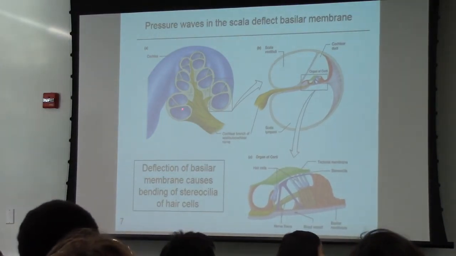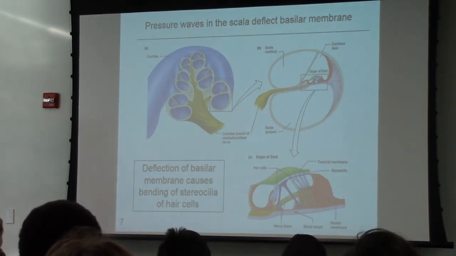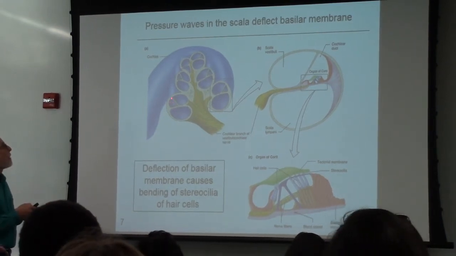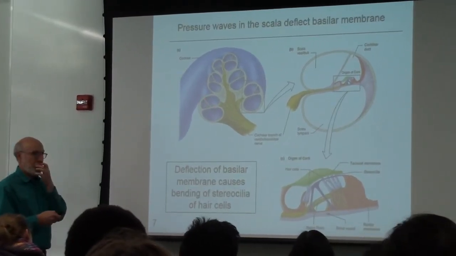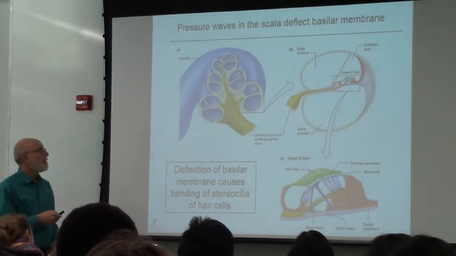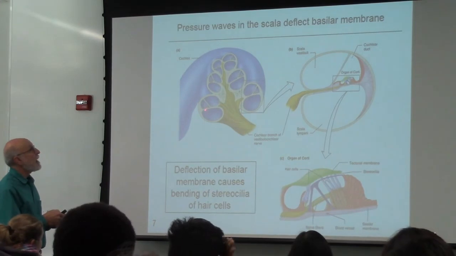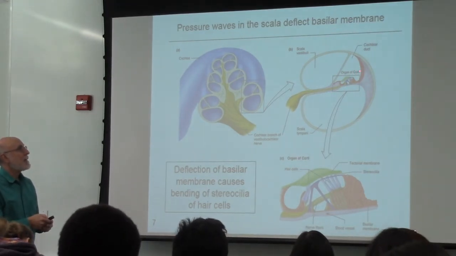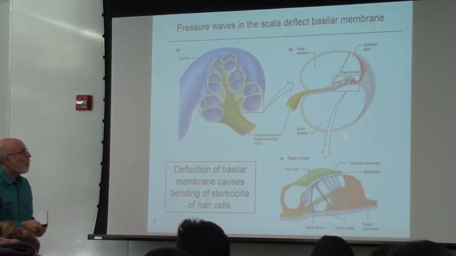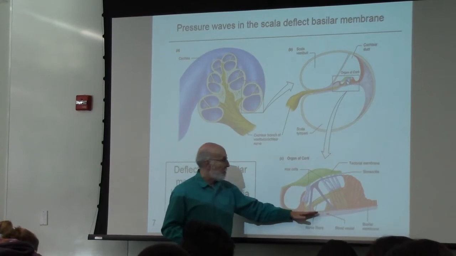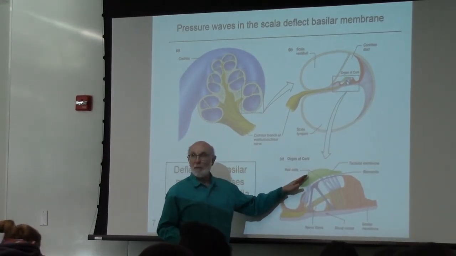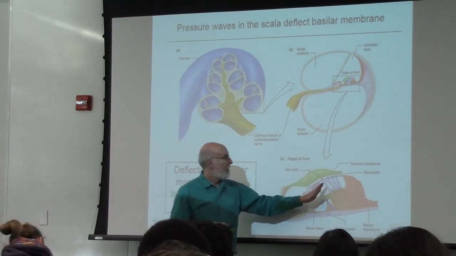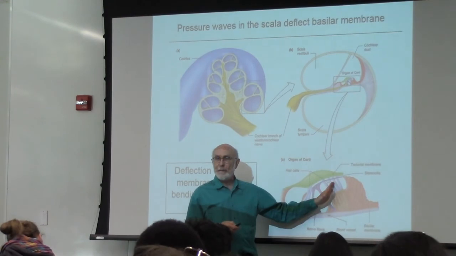Scala vestibuli and scala tympani are filled with perilymph. This cochlear duct is filled with endolymph. There is a membrane here that I'm not asking you to know the name of. In fact, I'm forgetting it myself. This is the basilar membrane, which I am asking you to remember the name of. The basilar membrane holds the organ of Corti. That is a name to know. The organ of Corti is structured like this, with the basilar membrane, the tectorial membrane, and the hair cells between them.